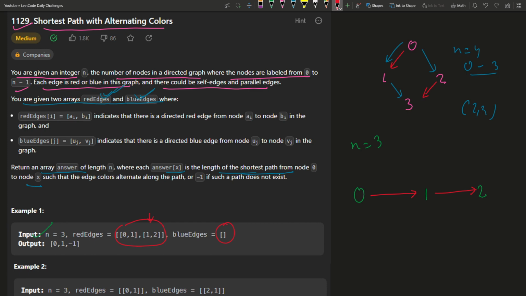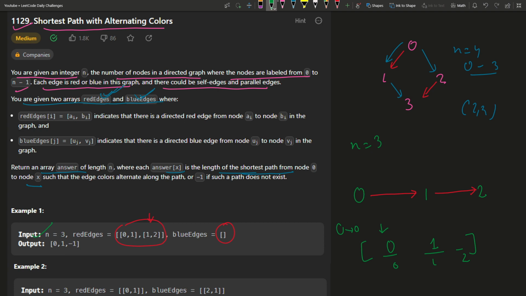Fine. Now guys, we have to return an array of the same size n, that is 3. This is the 0 index, this is the 1 index. Now find the shortest distance from source node 0 to 0. That will be placed here, right? The shortest distance will be 0, because we are standing there only. Now from 0 to 1, you can see that we can simply take this edge. Taking just one edge, we can reach 1. Because there is only one edge, there is no need to check the alternate color concept, right?